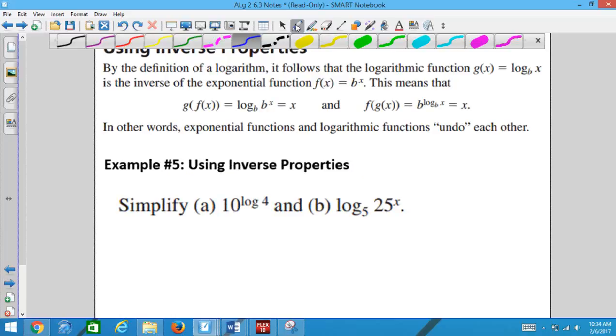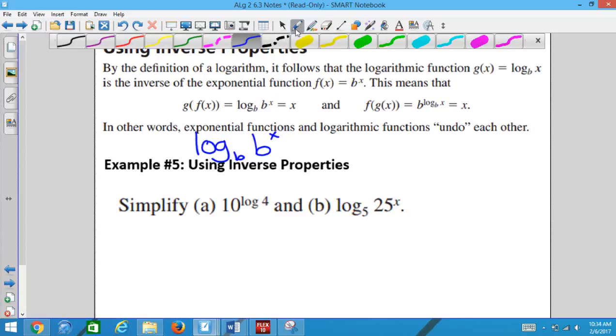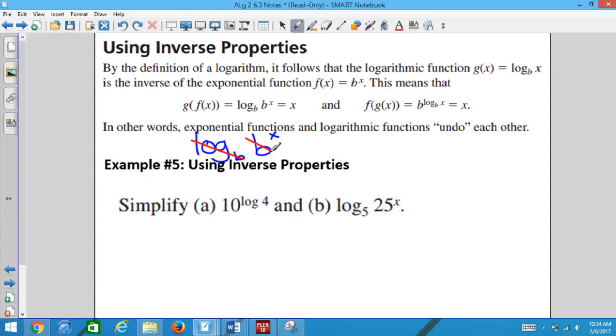So I'm going to write what they have, just writing it a little bit bigger so I can explain it. When we have log base b of base b with some exponent, log base b and base b are inverse operations. Log base b and base b cancel each other out, so we get x.